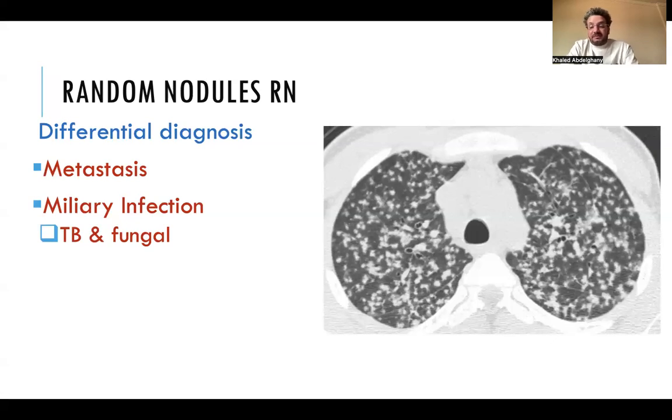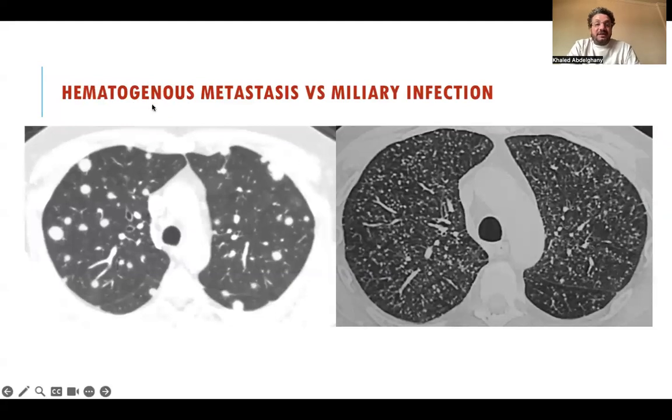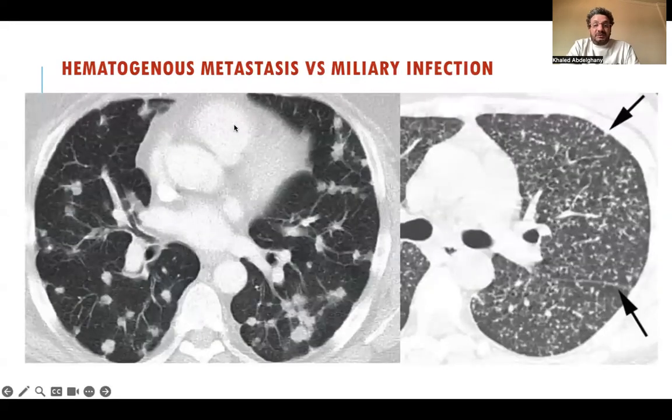But in case of the metastasis, the nodules are larger in size compared to the tiny size in miliary infection. These are examples that I think are obvious to compare between tiny nodules and macronodular random distribution of metastasis compared to the nodules of the miliary infection.